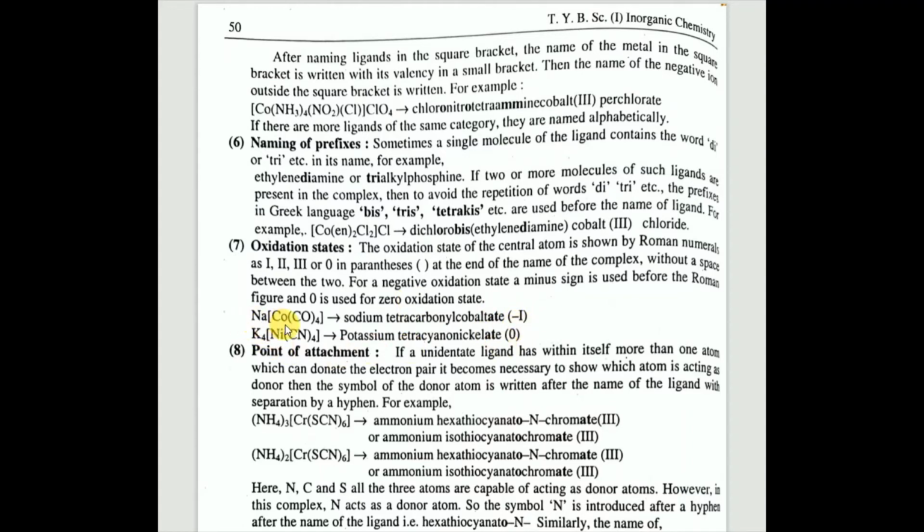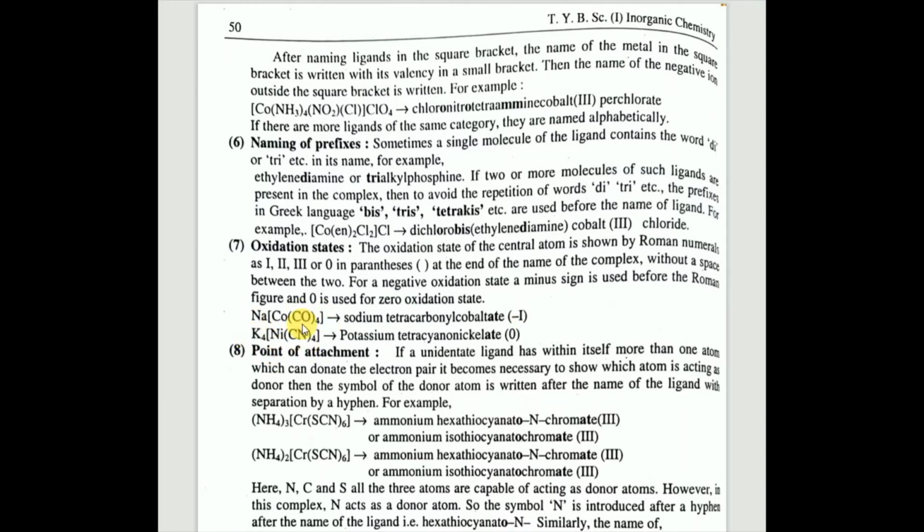So here Na[Co(CO)4]. In this example, this is an anionic complex. In an anionic complex, first we write the name of the cation, sodium, then the full name of the anion, tetracarbonylcobaltate. There is a space between cation and anion. The metal is cobalt, which is not free, therefore the suffix is -ate. The oxidation number of cobalt is -1. Therefore the IUPAC name is sodium tetracarbonylcobaltate(-I).